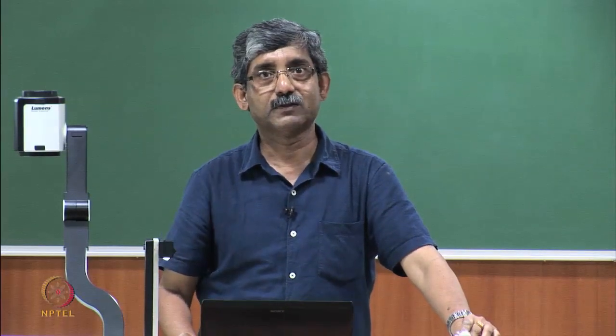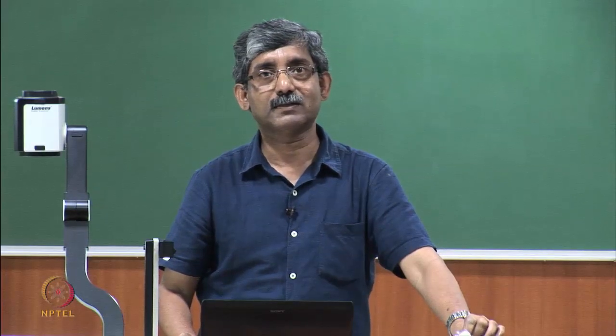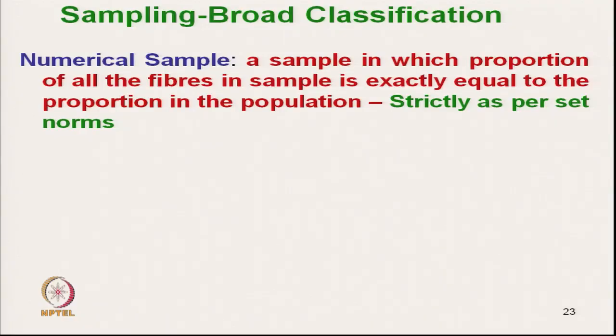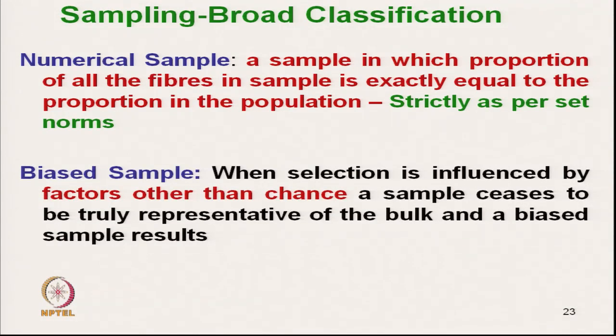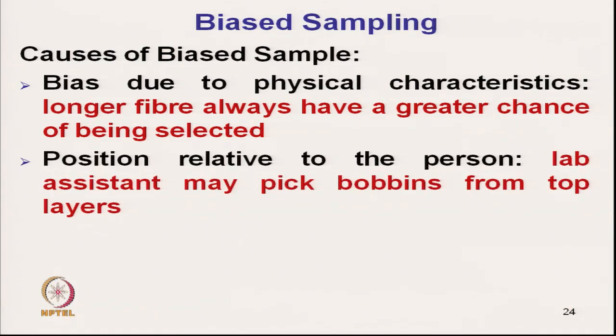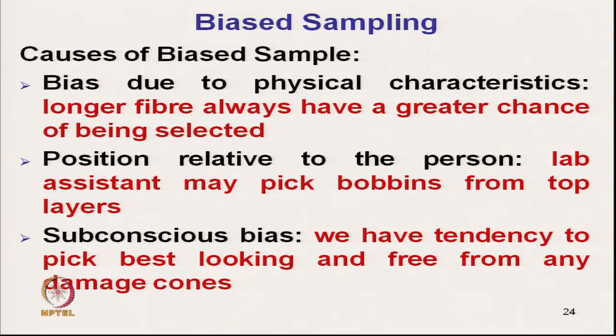So, we will continue with the sampling of textile material. Last class we discussed the broad classification of sampling. It is broadly classified into two categories, one is numerical sampling and the other is biased sampling. Biased sampling is mainly length biased, and we discussed the causes of biasness: physical characteristics of material, position relative to the person, subconscious biasness and conscious biasness.